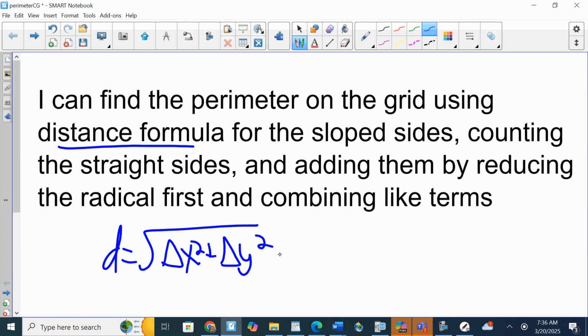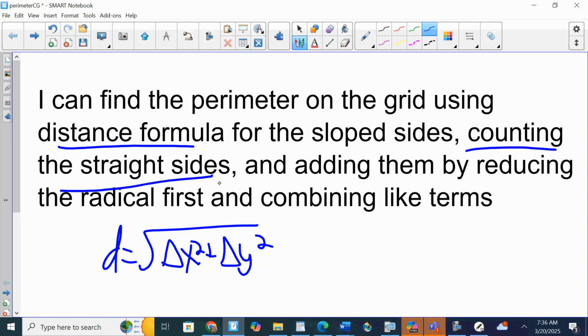For the sloped sides, use the distance formula. For the straight sides, counting is fine, no distance formula needed there. Then add them by reducing the radical first and combining like terms. This builds on the adding radicals lesson, so if you don't know how to add radicals, watch that lesson. I actually just recorded that.